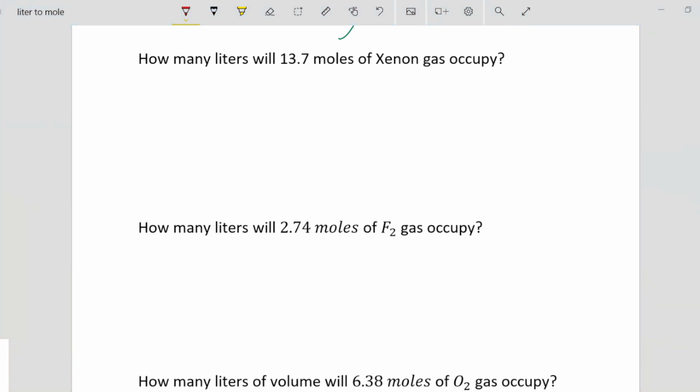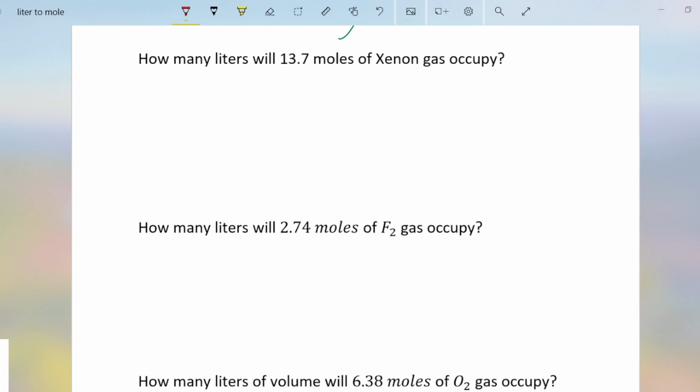Okay, now we have a slightly different type of question. We are given the number of moles, which means we are on mole island, and we need to get the number of liters, which means we are headed to volume island. This means that our boat is going to flip over, and then we're going to put the 22.4 liters on top and our 1 mole down in the bottom.